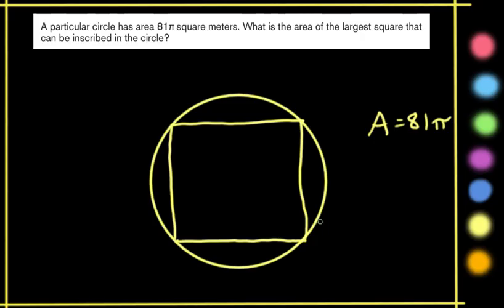In fact, every square that you inscribe in the circle has the same area. But anyway, what is the area of the largest square that can be inscribed in the circle? Okay, so let's draw a center for our square and our circle, and let's draw a radius that goes out here. And what is this radius going to be? Well, we know the area is 81 pi, but that is also equal to pi r squared. And so if 81 pi is the same as pi r squared, r has to be 9. So this distance is 9.